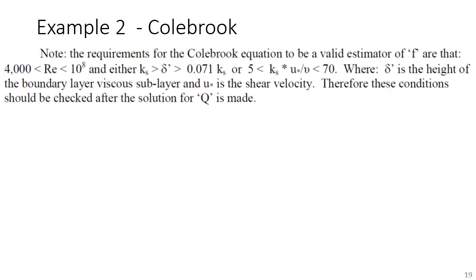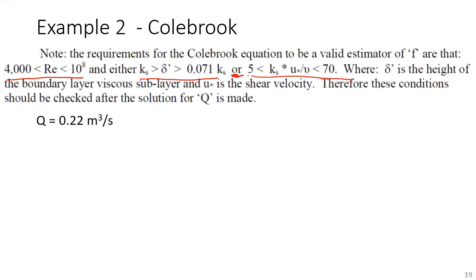However, just above that equation are the caveats. When you combine Colebrook equation with the Darcy-Weisbach equation, you need to have your Reynolds number in a certain range. Either the absolute roughness needs to be greater than the laminar sublayer thickness, or k_s u* over ν is in a certain range. And I'll explain what that is.